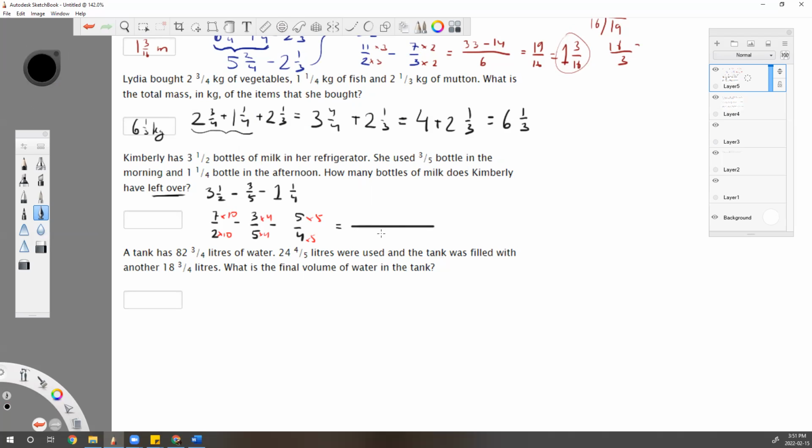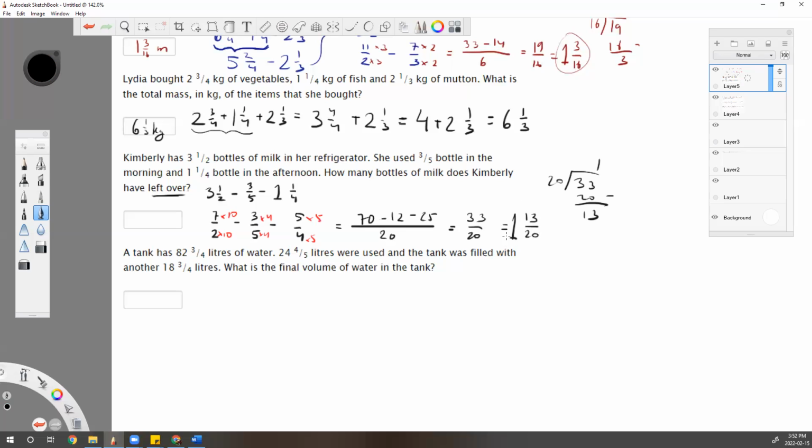So over 20, bottom part, 7 times 10 is 70, 3 times 4 is 12, 5 times 5 is 25, right? You need the calculator. If you don't have a calculator, no problem. 70 minus 12, do it mentally. 58 minus 25 is 33 over 20. Now, divide. 1, 20, subtract 13, right? So the whole number is 1. The leftover is 13 over 20.